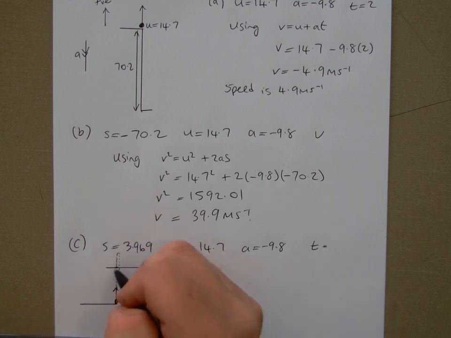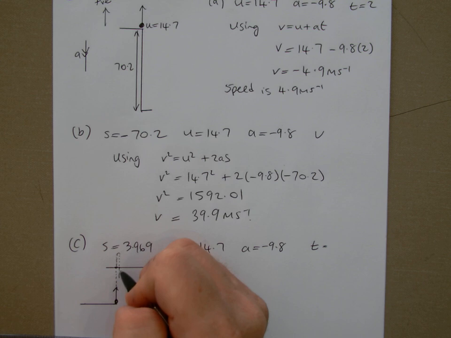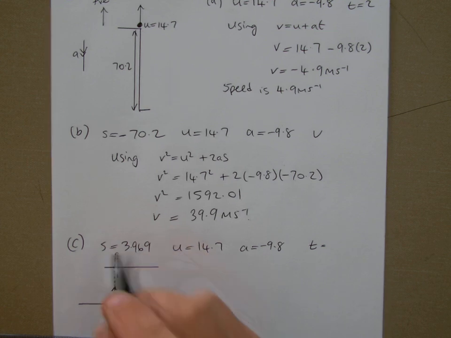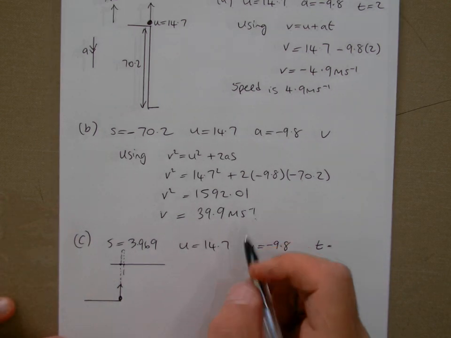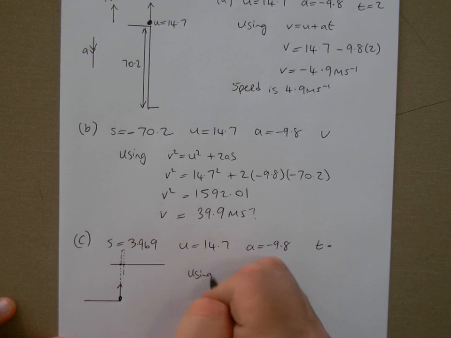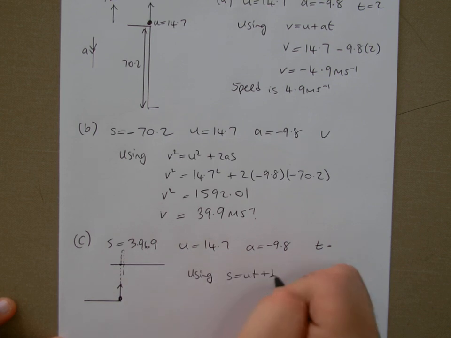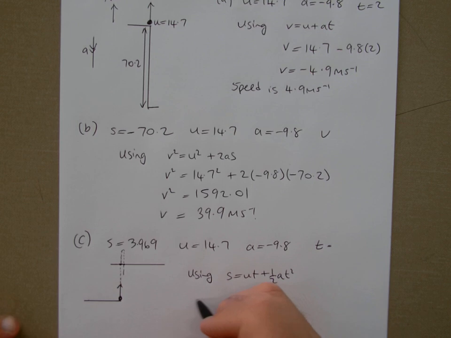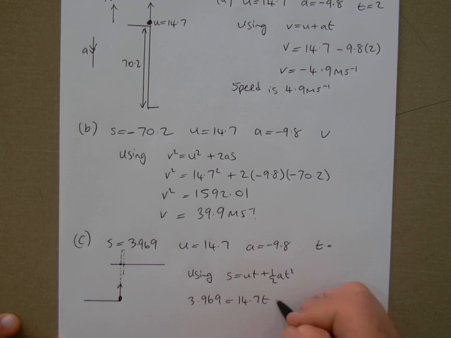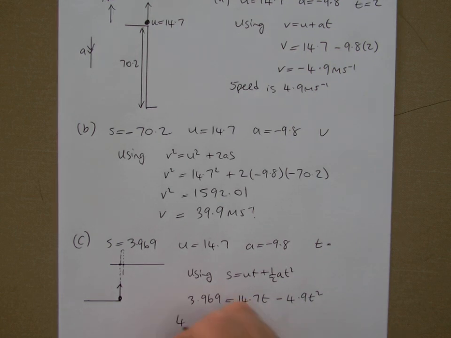If you think about it, we can get 2 times out when it's equal to 3.969. We can get the time when it equals 3.969 on its journey up and then 3.969 on its journey down. We can see the difference between those 2 times to work out how long it's above 3.969. So using s equals ut plus half at squared, s is 3.969, u is 14.7, t minus then 4.9 t squared, because half a is half of minus 9.8. So we've got ourselves a quadratic equation.